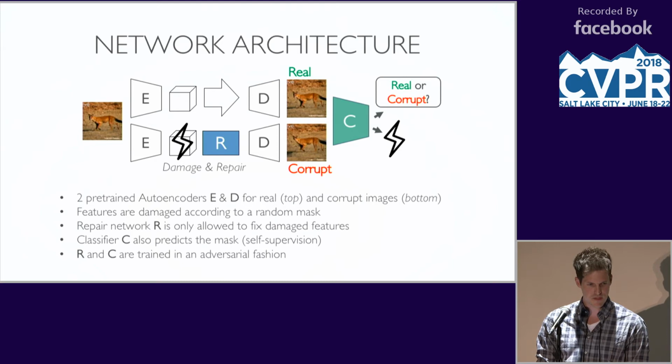The classifier C and the repair network R are trained in an adversarial manner. The classifier also predicts the corruption mask. This provides an additional supervision signal.